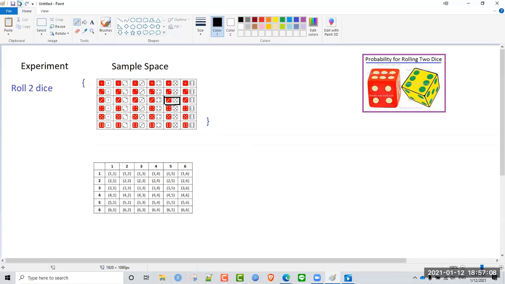This is the sample space, the set of all the possibilities. Because what does it mean? This means you get a 1 and a 1, a 1 and a 2, 1, 3, 1, 4, 1, 5, 1, 6. And then 2, 1, 2, 2, 2, 3, 2, 4, 2, 5, 2, 6. And then 3, 1 up to 3, 6, 4, 1 up to 4, 6, 5, 1 up to 5, 6, and 6, 1 up to 6, 6. That's every possibility.